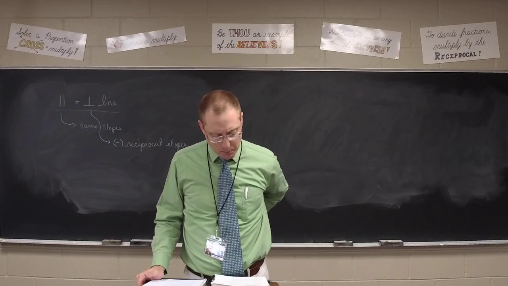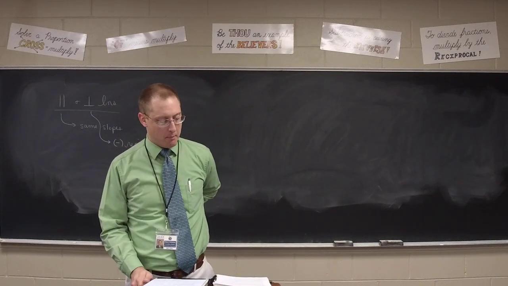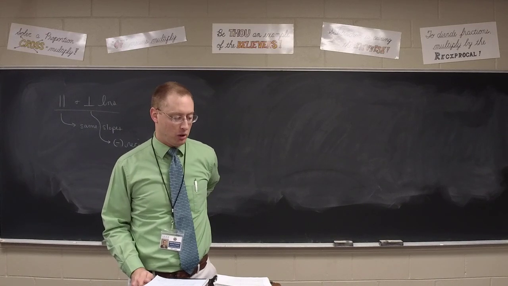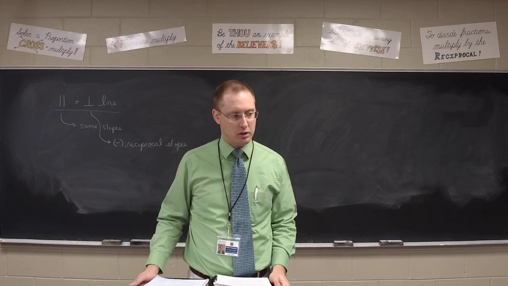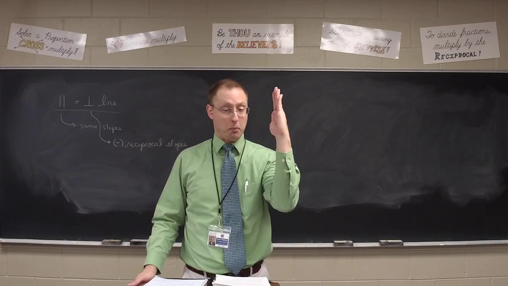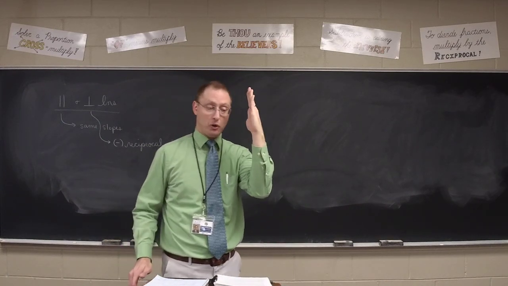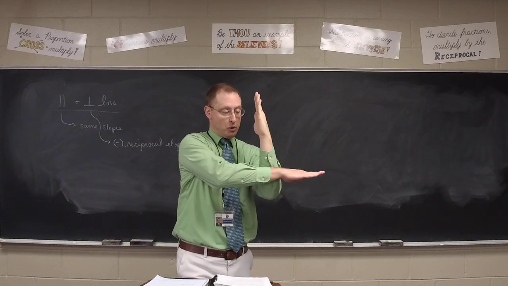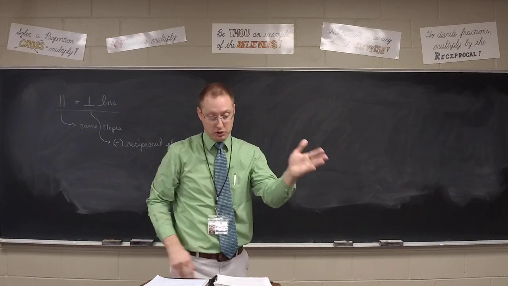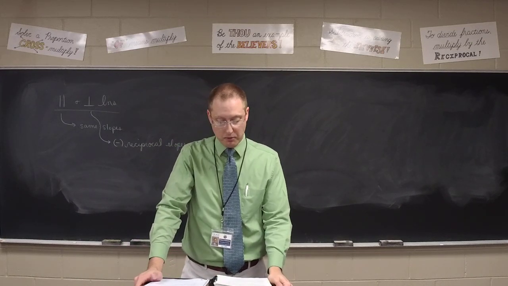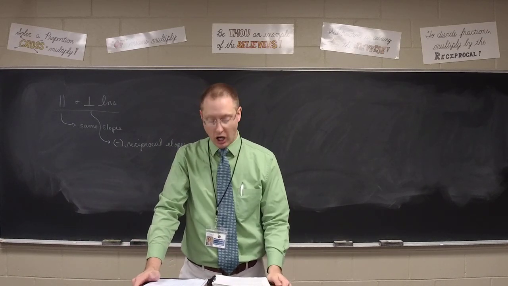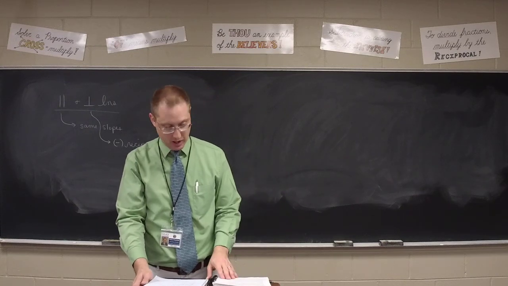Letter C, what would be the slope of a line perpendicular to a line with an undefined slope? 0 slope. Good, 0 slope. Perpendicular to undefined or perpendicular to vertical would be horizontal. So perpendicular to undefined would be 0 slope. So on letter D, the line they gave us had 0 slope. What would be the slope of a line perpendicular to that? Undefined. Undefined slope. Good.